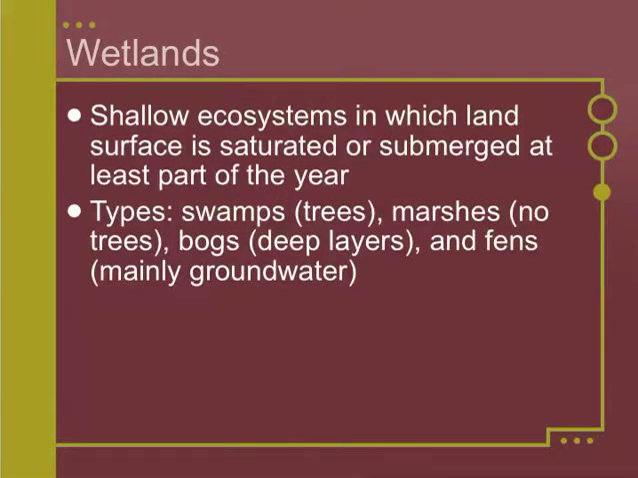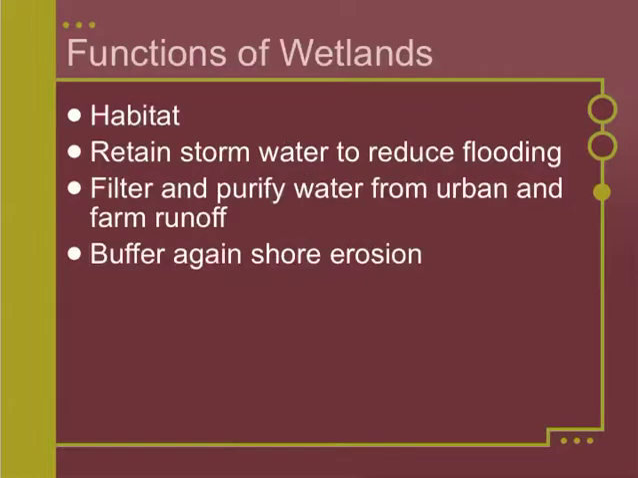Wetlands. Wetlands are shallow ecosystems that are usually land, sometimes saturated or submerged part of the year. Examples of wetlands are swamps, marshes, bogs, and fens. Wetlands function as a habitat. They also retain water from storms to reduce flooding. They filter and purify water from urban and farm runoff before it ends up in larger bodies of water. They also provide a buffer against shore erosion.